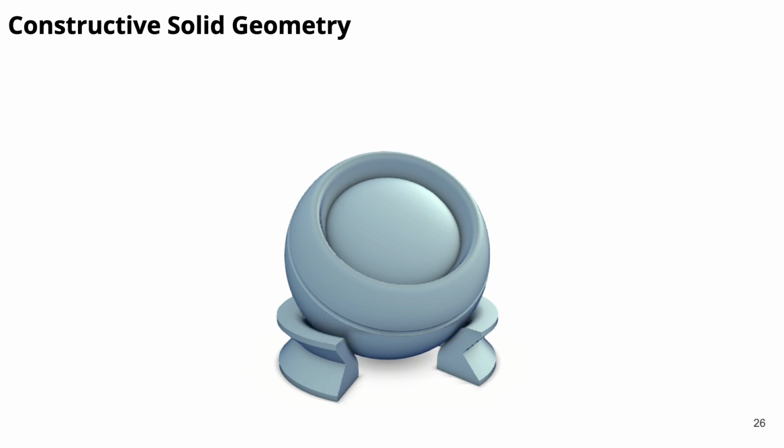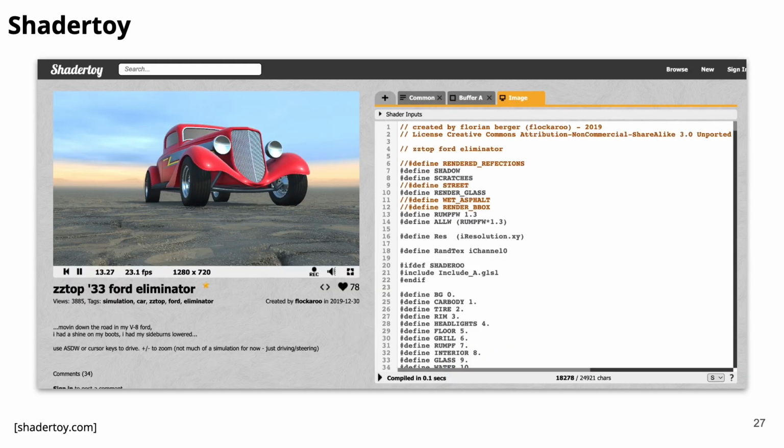Lastly, we add some beveling and we are done. That wasn't so bad. Using tools like constructive solid geometry, artists can create amazingly complex shapes out of simple primitives, and many of them are available in open source on websites like Shadertoy. This is where we collect most of our data points for our dataset.